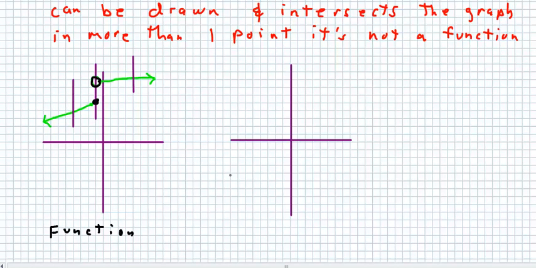Likewise, if I drew my graph like this, and I went to draw my vertical line here, I would see that I hit this point right here, and I hit this point right here. Not a function. That's the only place that I hit it twice, but it's not a function. It is not a function.